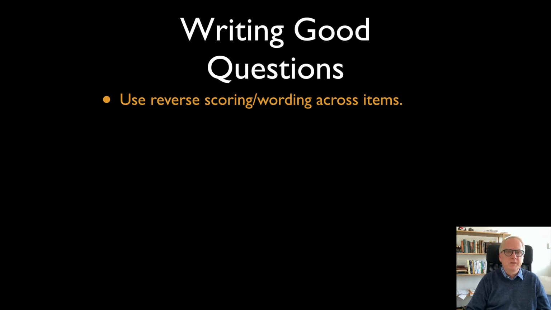You also want to try to do what's called reverse scoring or wording across the items. And this helps you get rid of a particular bias that some people have. It's a response bias in which some people, when they see questionnaires where they could agree or disagree with it, tend to just want to agree with everything or disagree with everything. And how would you know that they have this bias unless you use reverse scoring or reverse wording across these items?